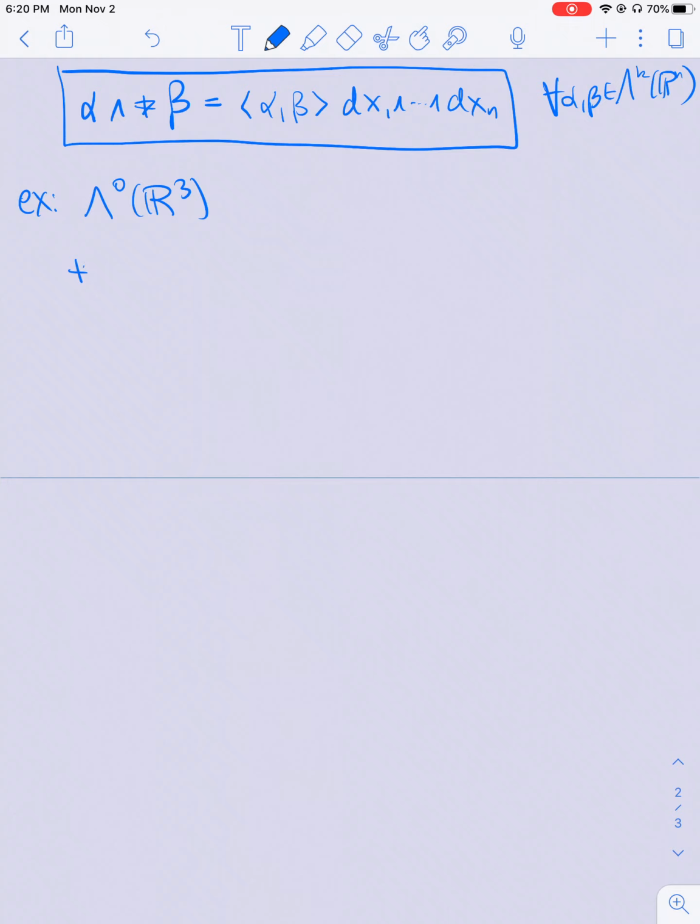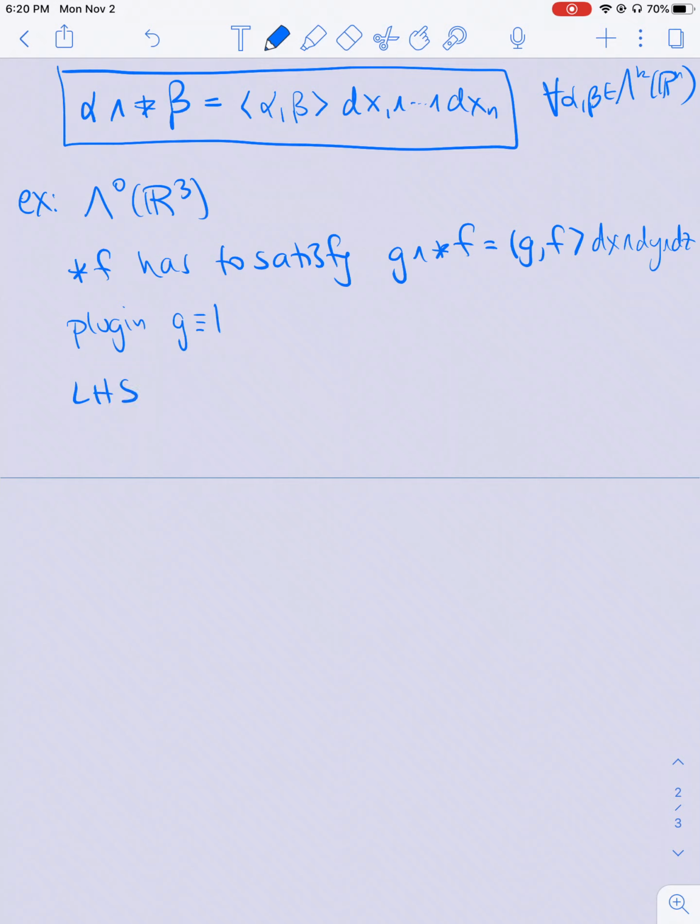Okay, so the Hodge star of a function has to satisfy g wedge Hodge star of f is equal to g inner product with f dx wedge dy wedge dz for all functions g. So let's plug in g just is the constant function, it's just 1. So then the left-hand side is g wedge the Hodge star of f. Wedge product is just multiplication for 0 forms, so I'm just multiplying Hodge star of f by 1.